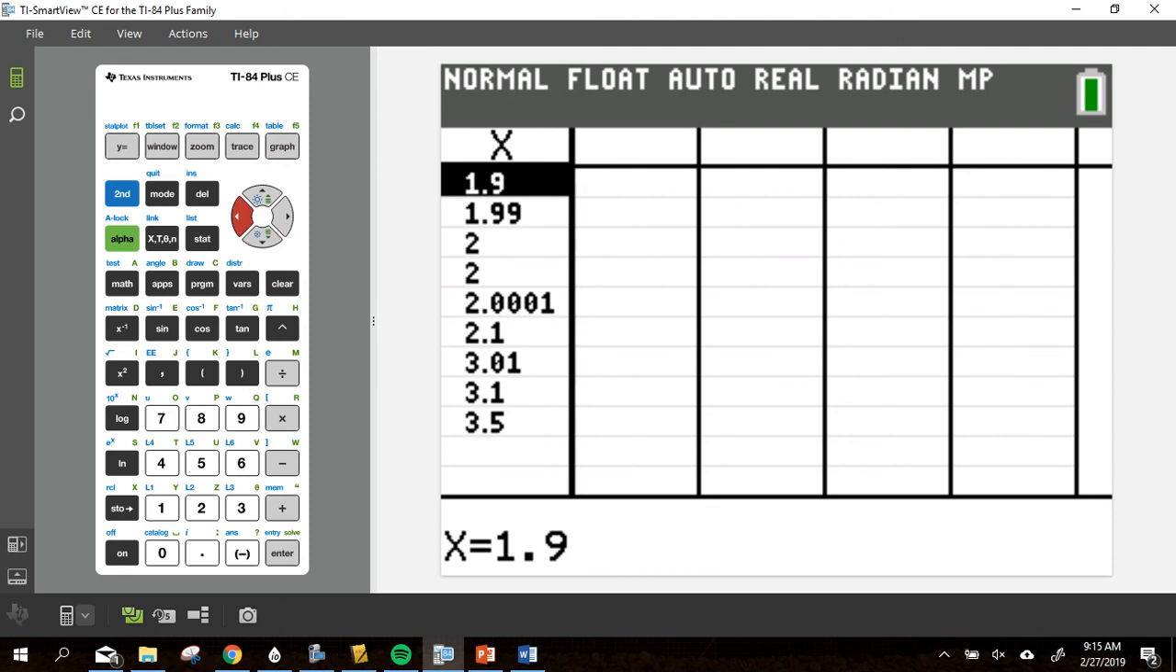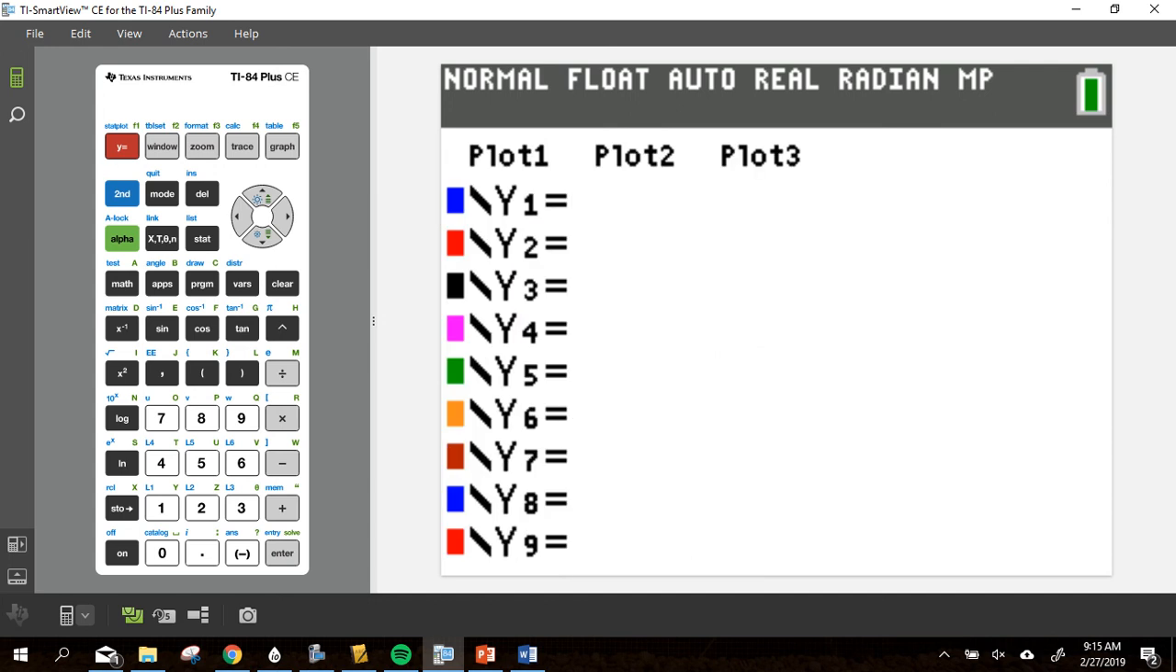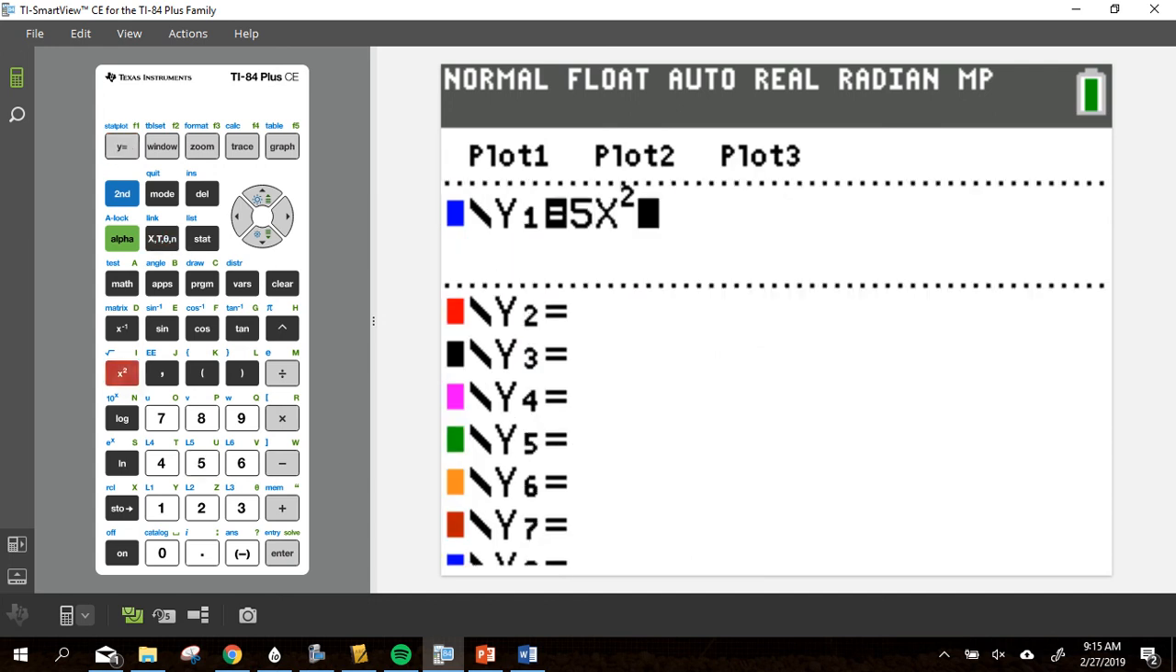Sorry, I was trying to clear that out. There we go, whatever. Oh, no, I didn't want to do that. Sorry, I accidentally deleted my equation.